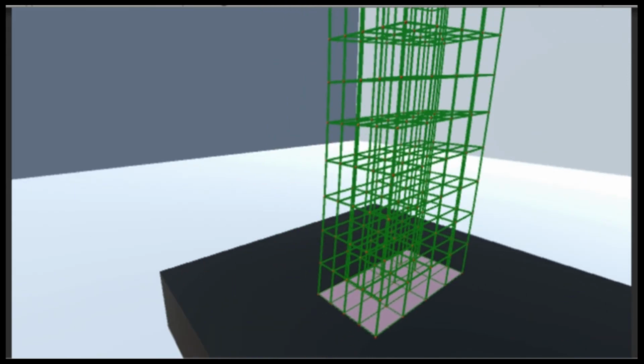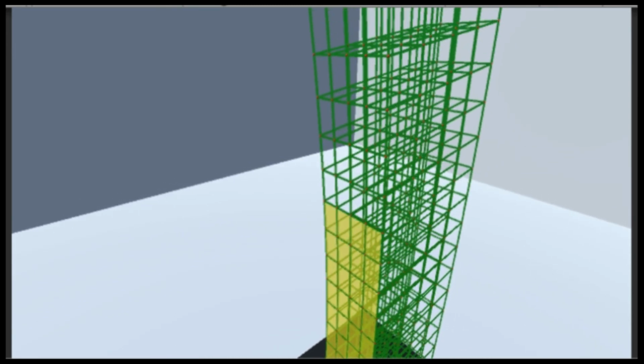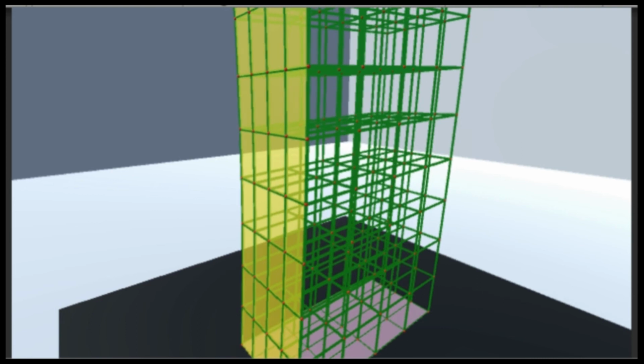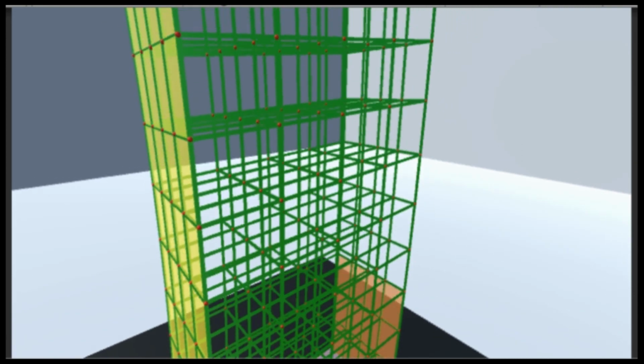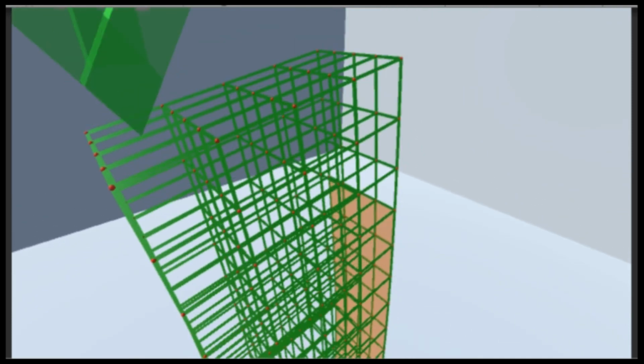The left side surface has the largest net compression due to axial compression and major axis bending. The right side surface has a smaller net compression due to axial compression and the tension from major axis bending.